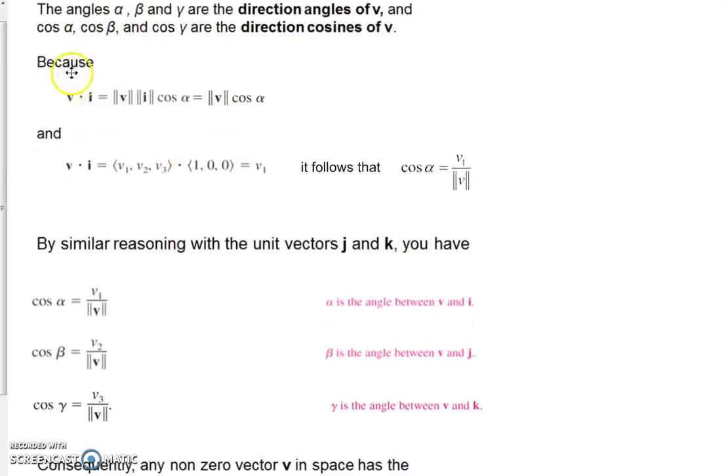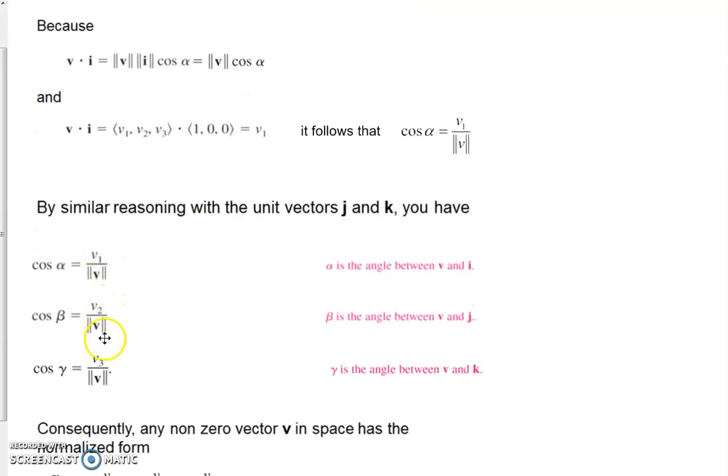And if we look through this, we've got V dot I is equal to the magnitude of V times the magnitude of I times the cosine of alpha. Well, the magnitude of I we know is always going to be 1. And so it's simply equal to the magnitude of V cosine alpha. And we see that here. It follows then that the cosine of alpha can simply be found by taking V1 divided by the magnitude of that vector V. And by similar reasoning, we can see the same thing for cosine beta and cosine gamma.